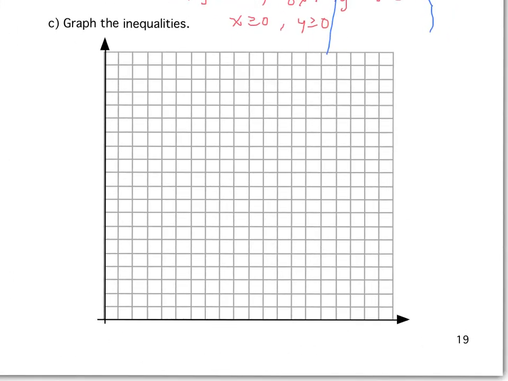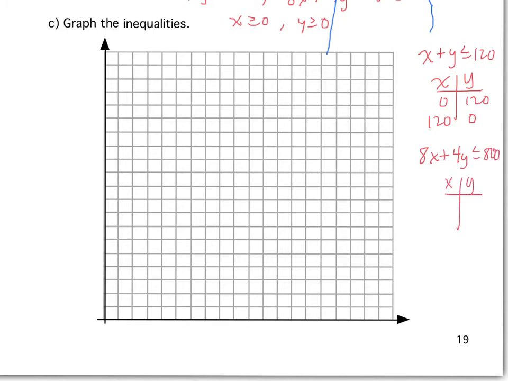Alright, so when I graph this, reminder to start, I'm going to do my first inequality of x plus y is less than or equal to 120. I'm going to make my t-chart, and basically if x is 0, y is 120. If y is 0, x is 120. When I go to do my 8x plus 4y is less than or equal to 800 and make my t-chart, if x is 0, y is 200, and if y is 0, then x is 100.